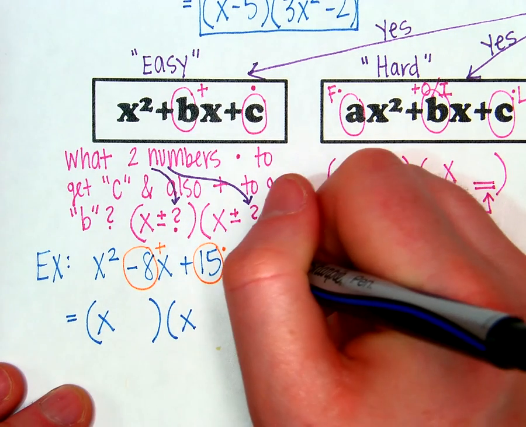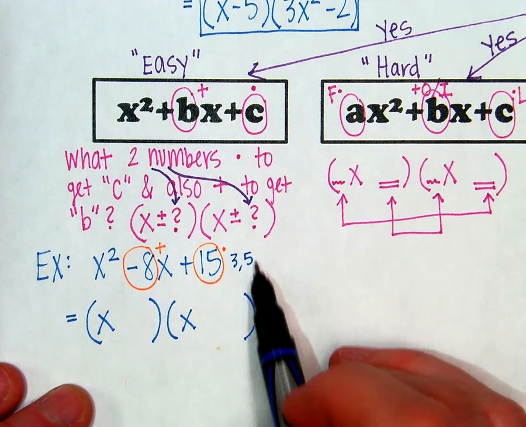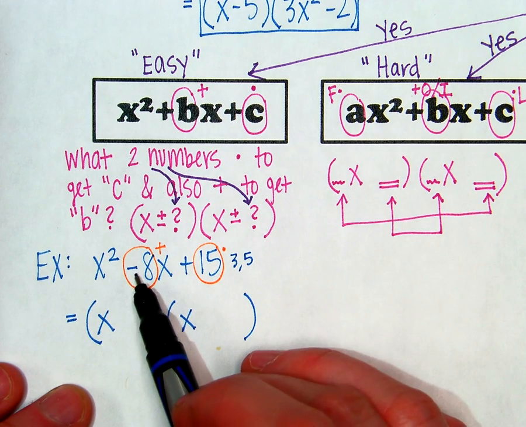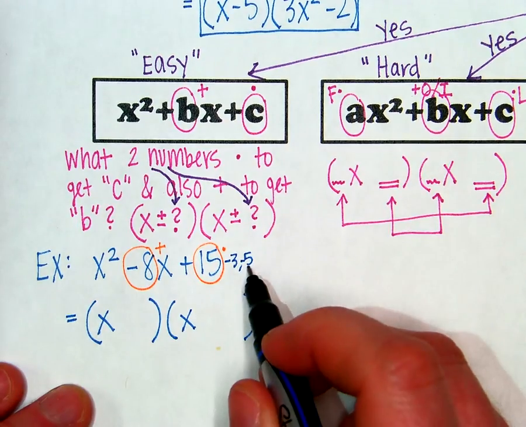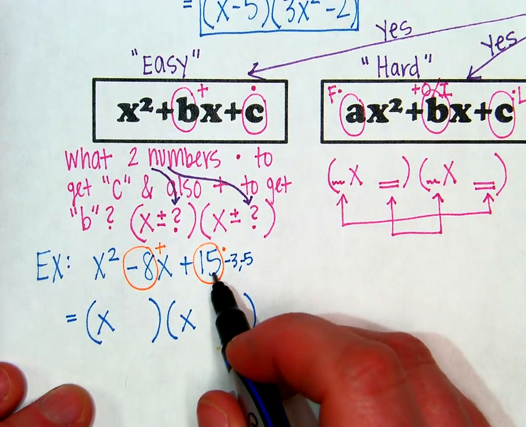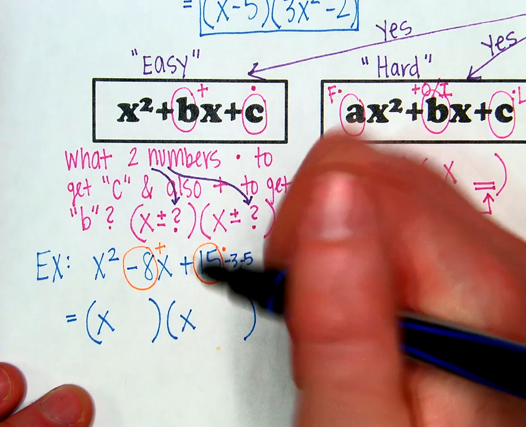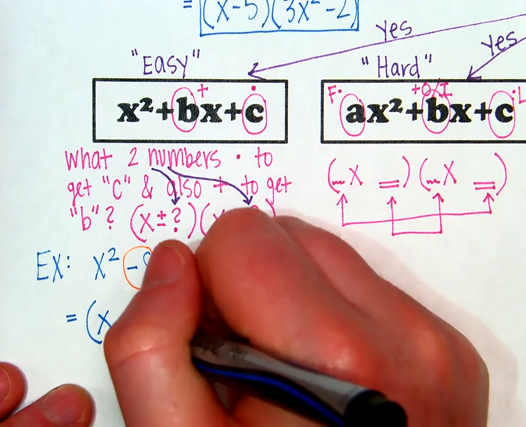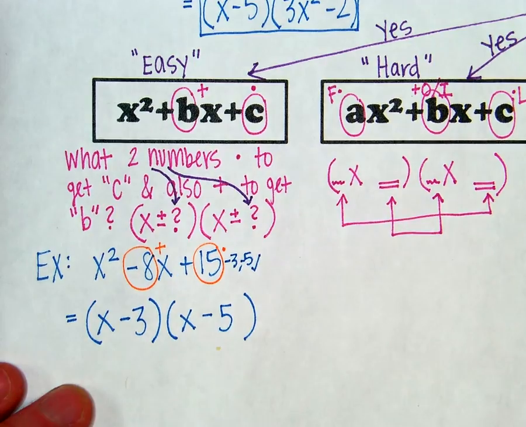So for 15, I know that 3 and 5 multiply together to be 15, but I need them to add together to be negative 8. So if I make these each negative, a negative 3 and a negative 5 is still positive 15. But if I add negative 3 and negative 5, that is negative 8. So then I know that that would work. So I would write a negative 3 or minus 3 and a minus 5 in the parentheses.